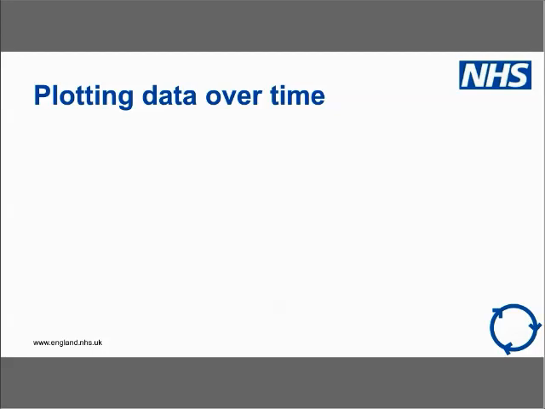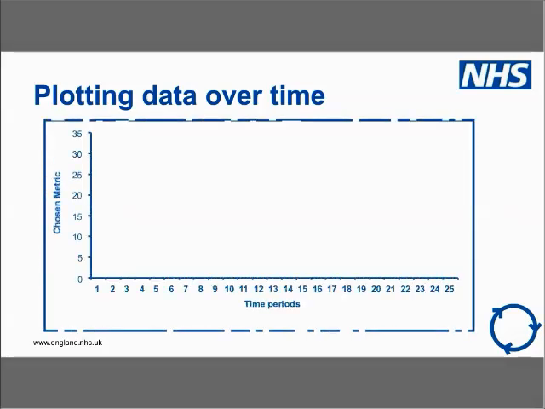So, plotting data over time. Why does that box have a little average in it? We think measuring over time is very, very helpful. So, we've got here a graph. On the side there's a chosen metric. It could be anything. We'll look at some of my metrics from GetFit 2018 in a moment. We've got time periods across the bottom, which could be day 1 to day 25 of my GetFit improvement project.